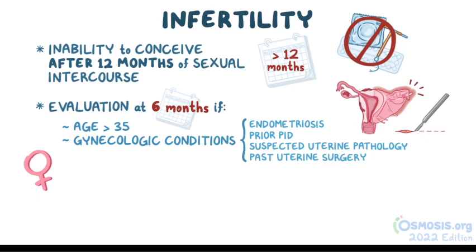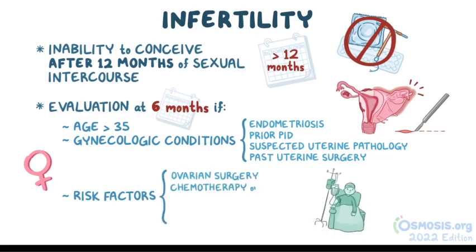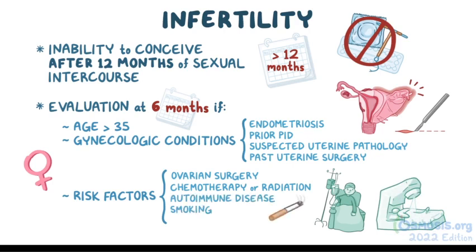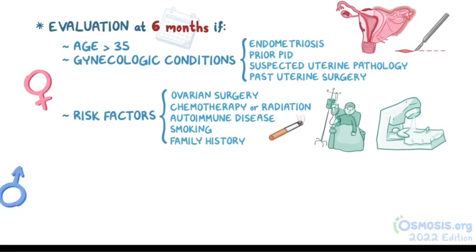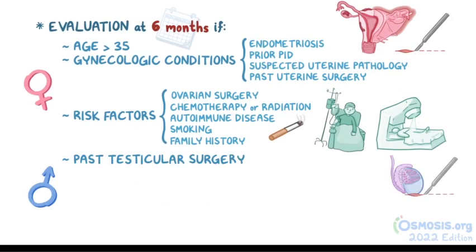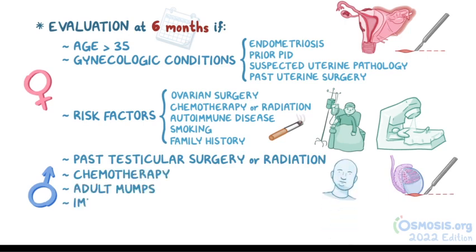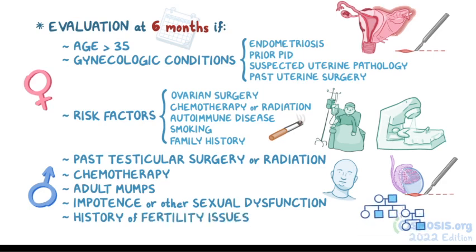Evaluation should also start at 6 months in females with risk factors for premature ovarian failure, like previous ovarian surgery, chemotherapy, or pelvic radiation therapy, autoimmune disease, smoking, or a family history. Male factors include history of testicular surgery or radiation, chemotherapy, adult mumps, impotence, or other sexual dysfunction, or history of fertility issues with a prior partner.